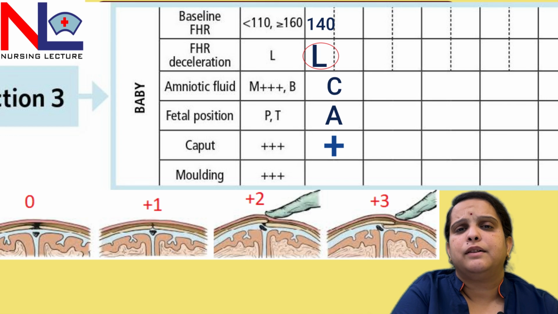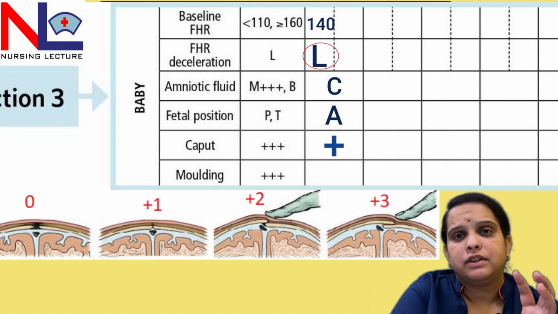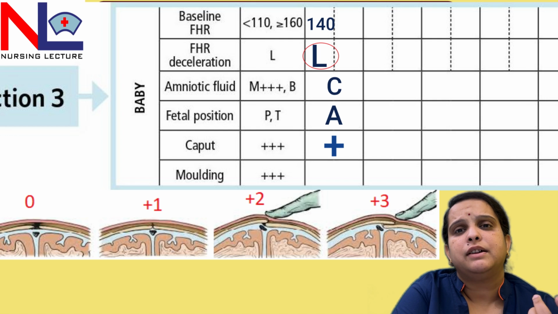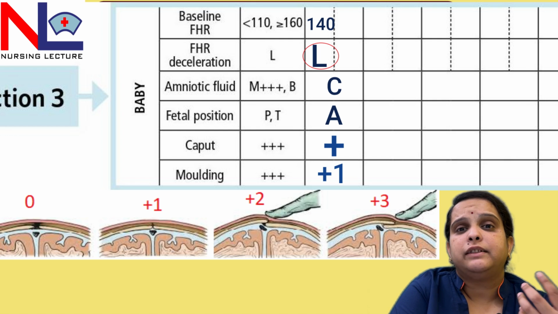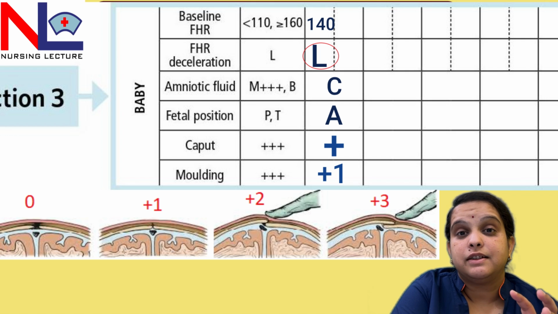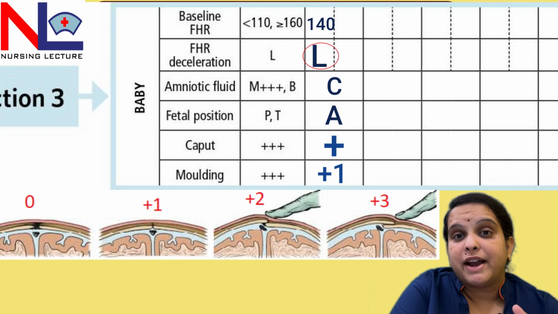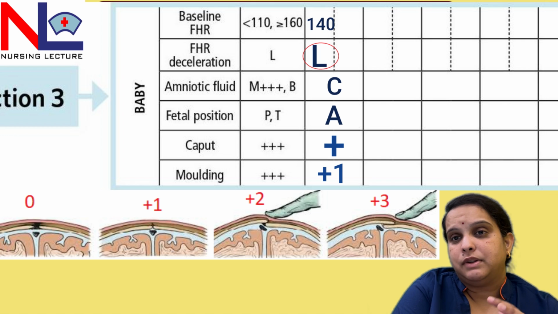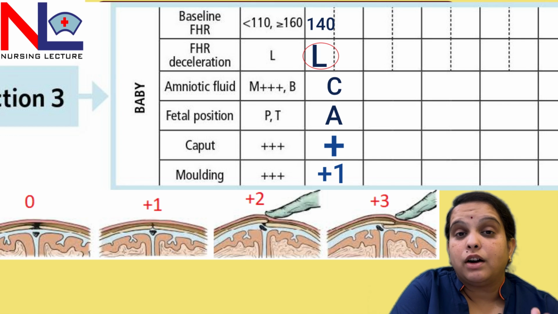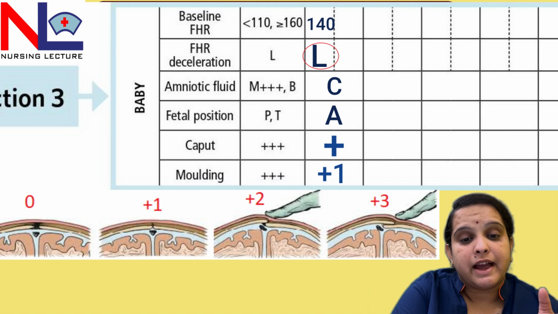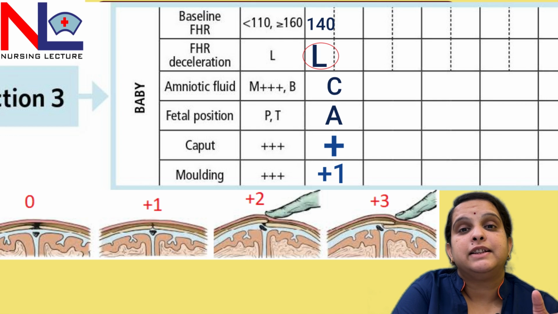So usually 0 to +2 are the normal findings. Somehow the molding takes place to allow the fetal head to pass through the birth canal, but if it goes to 3+, it denotes that the fetus is highly compromised, the labor is more obstructed, the cervix or the pelvis is not that favorable, so we can call for the senior. So in this third section, the amniotic fluid, the caput, molding and the fetal position, all these findings we are getting through the per vaginal examination.